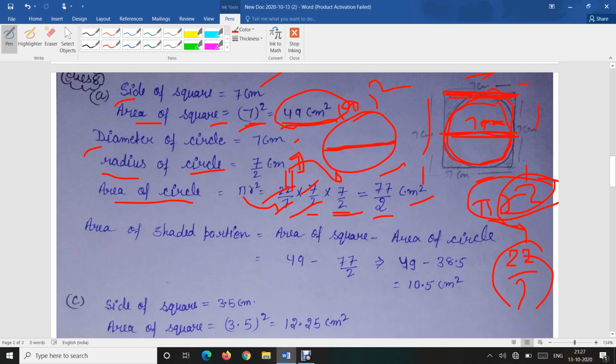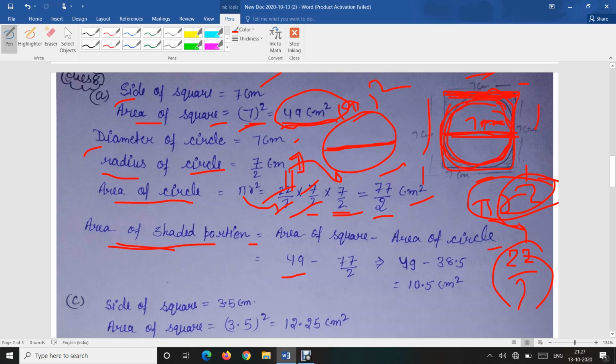Now we need to subtract the area of this circle from the area of this square. In this way we can find the area of the shaded portion. So the area of the shaded portion is equal to area of square minus area of circle.